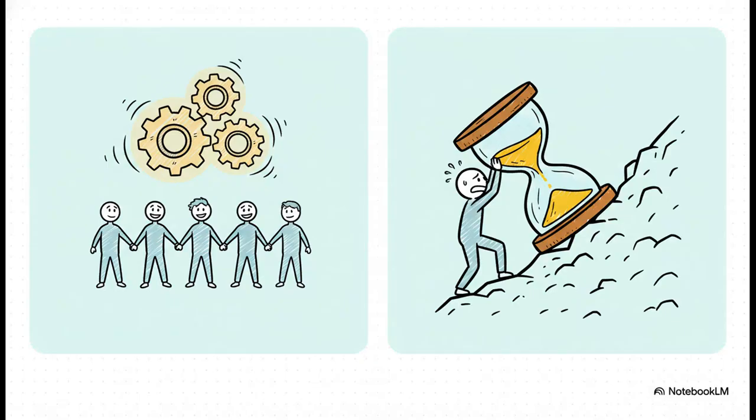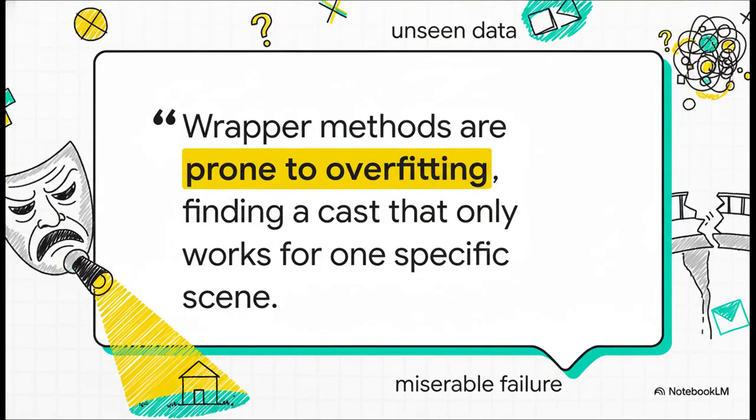Now, the advantage is pretty obvious. You can find the absolute best combination of features, capturing all those subtle interactions that can lead to some seriously high accuracy. The downside, it is incredibly time-consuming. I mean, training a model over and over and over again for every little combination, it gets really expensive really fast. And you've got to be careful, because there's a big risk that comes with this method: overfitting. You could find a cast of features that performs perfectly on your training data, that one specific scene, but then just completely falls apart when it has to deal with new data it's never seen before.